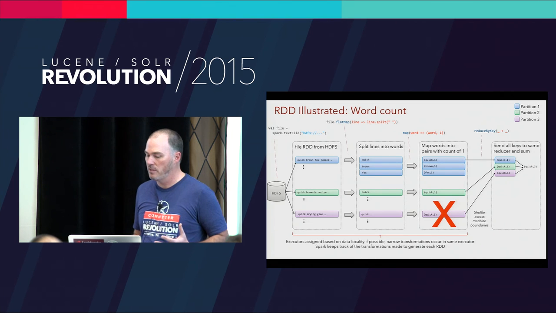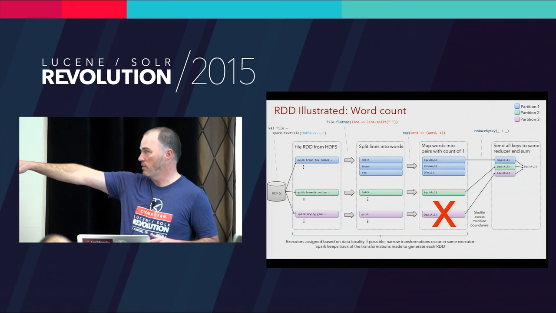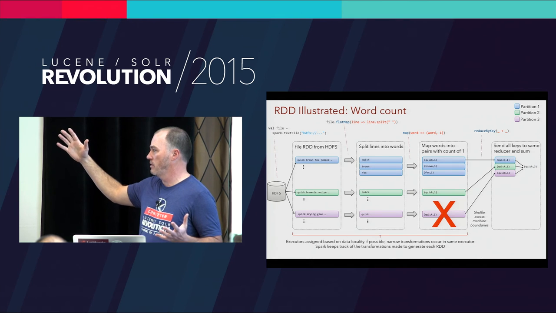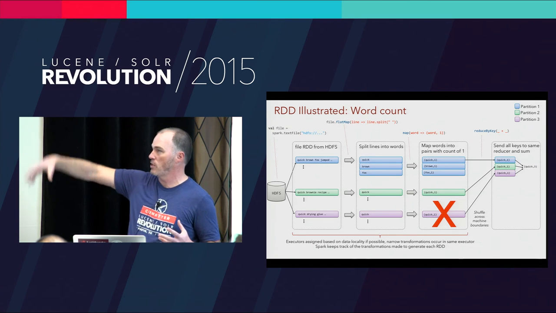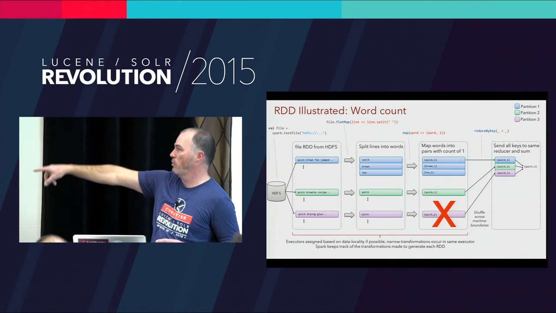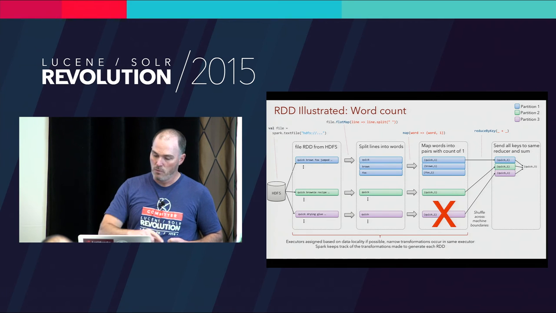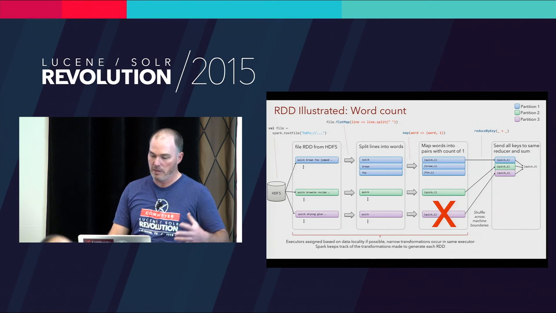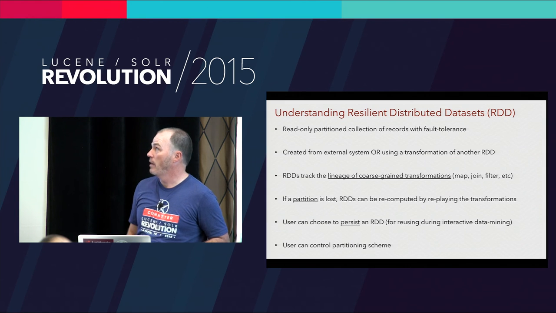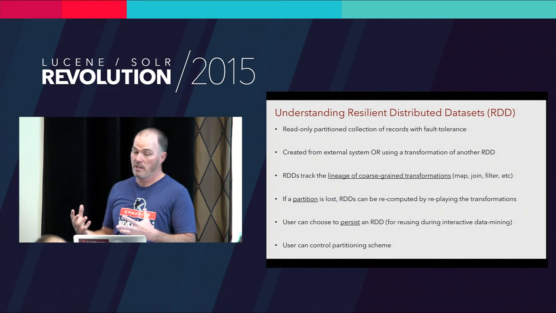So now let's imagine what happens when, for whatever reason, we lost this lower partition in purple, right? And so Spark has to decide, well, what am I going to do? Am I going to just start the job over and redo it? No, because we've already done a lot of work, so essentially, Spark needs to heal that partition and basically bring it back into the computation. Okay, and the way they do that is this idea of resilient distributed data set, okay?